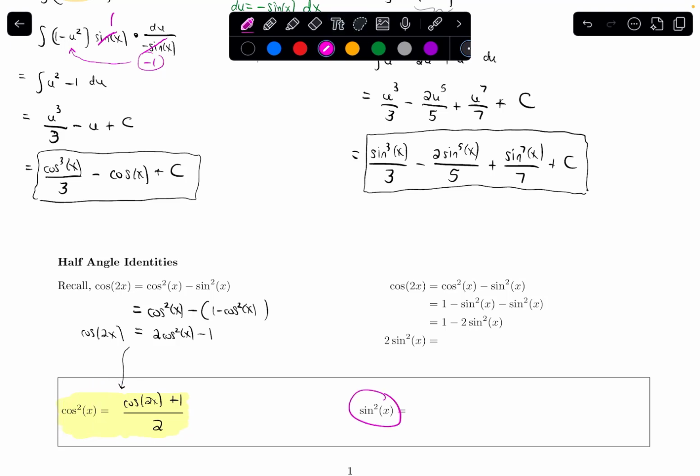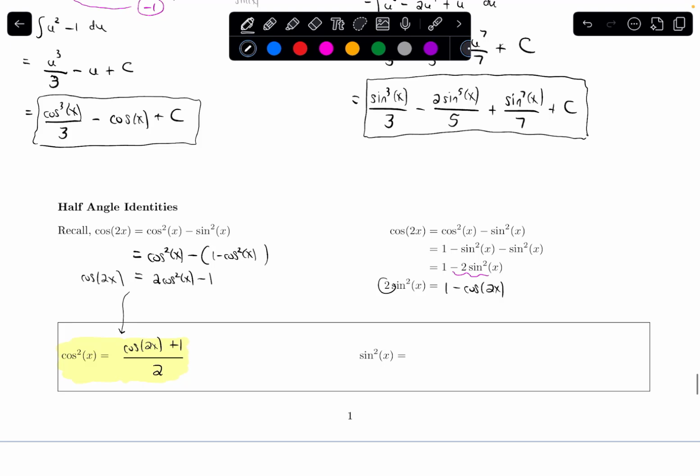What about for sine squared of x? I can do the same type of thing, except now I'm going to plug in for cosine squared, because cosine squared is 1 minus sine squared. Simplifying this, I get 1 minus 2 sine squared of x. If I rearrange this, I move the minus 2 sine squared over to the left, and that'll be equal to 1. Then I move the cosine 2x over to the right, so 1 minus cosine 2x. So for sine squared, I just divide the 2 over. That gives me 1 minus cosine of 2x all over 2.